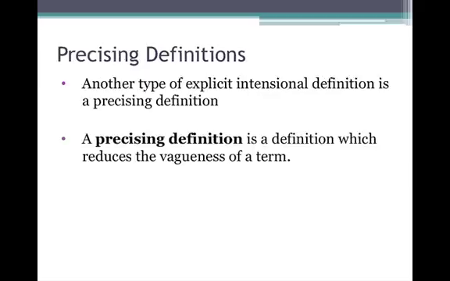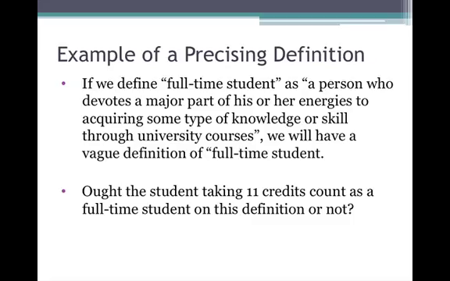Okay, another type of explicit intentional definition is a precising definition. A precising definition is a definition which reduces the vagueness of a term. To see how a precising definition can reduce vagueness, take a look at this example. If we define full-time student as a person who devotes a major part of his or her energies to acquiring some type of knowledge or skill through university courses, we will have a vague definition of full-time student.